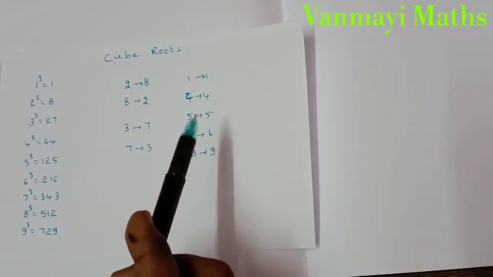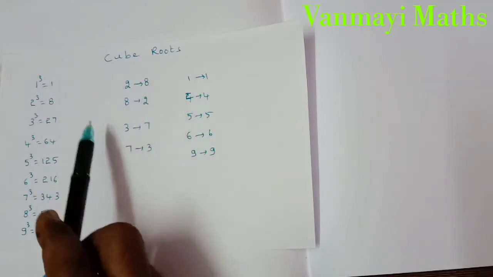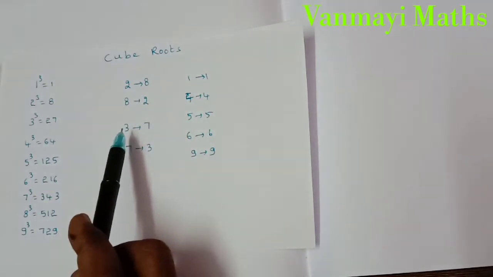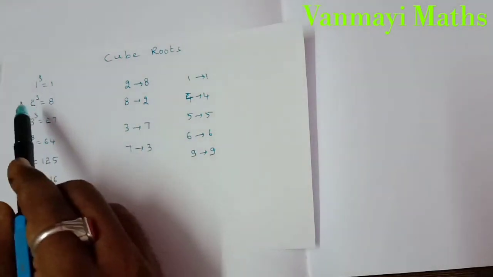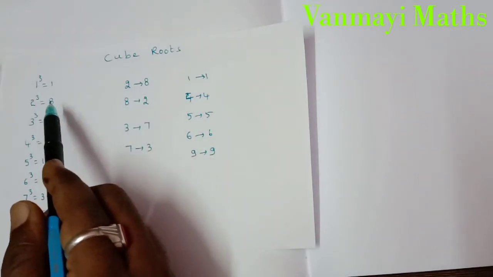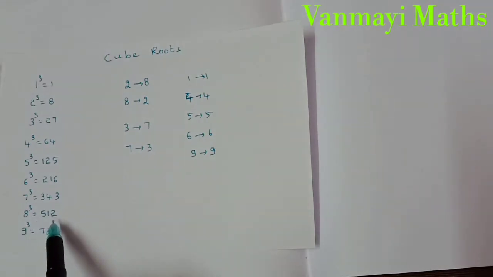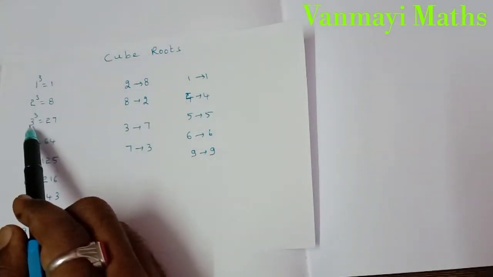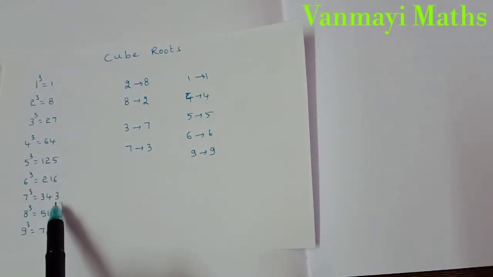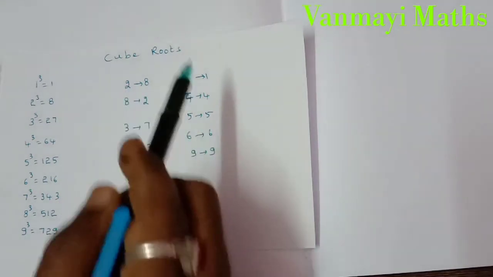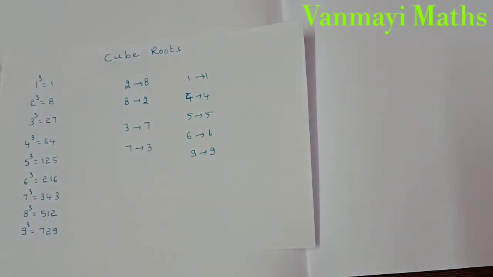And for 2 it will be 8, for 8 it will be 2. Next, for 3 it will be 7 and for 7 it will be 3. That means 2 cube gives unit digit 8, and 8 cube 512, so unit digit is 2. In the same way 3 cube 27 unit digit will be 7, 7 cube 343 unit digit will be 3. So based on this, if you remember these things you will easily get cube roots.